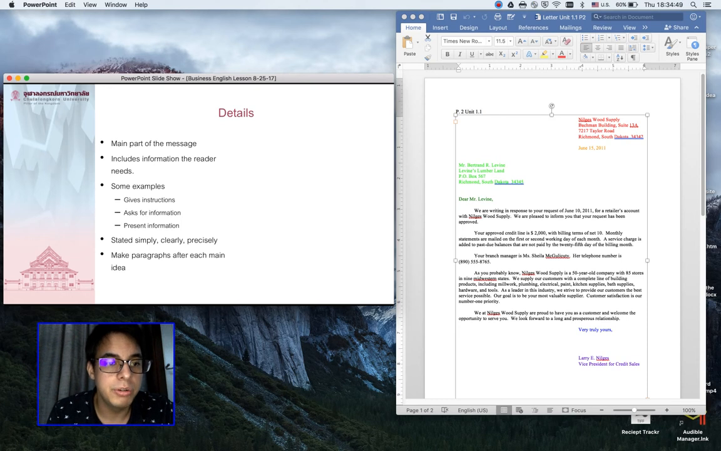And what you do is you make the paragraphs based upon a different main idea. For example, in one paragraph you may be giving details on a particular product, and then in the next paragraph you're explaining what this product does. So each paragraph should have a main idea. If you have 3 main ideas, there should be 3 main paragraphs.